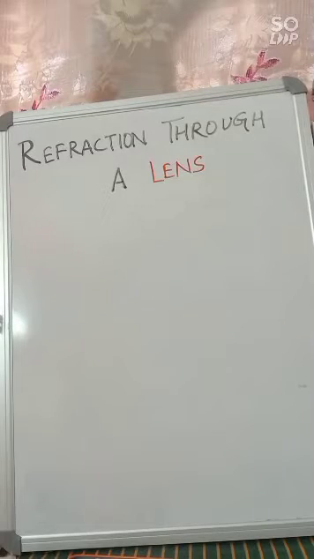Hello children, we are going to start with the second chapter in the series of light. The first chapter was related to refraction of light through plane surface, and now it is refraction through a lens. Lens, that means a curved surface, right? So how to define lens?